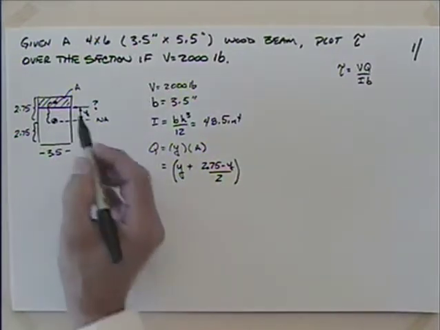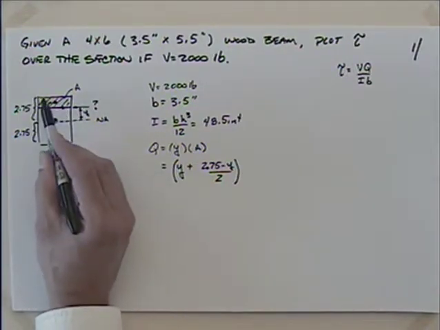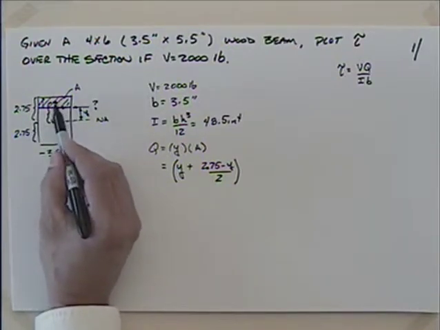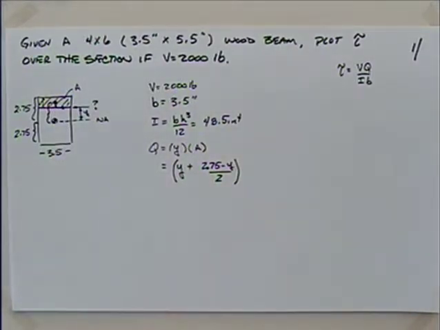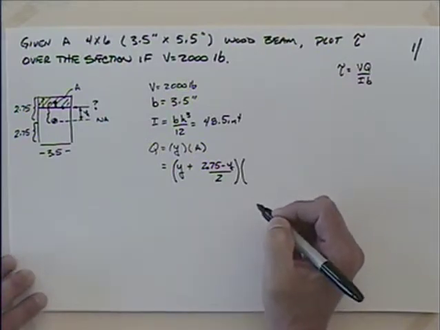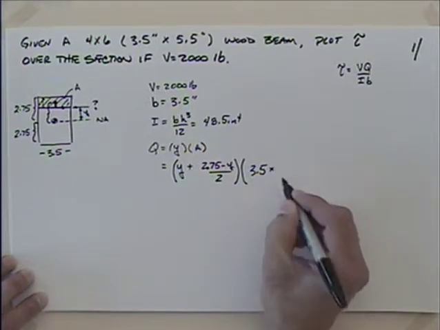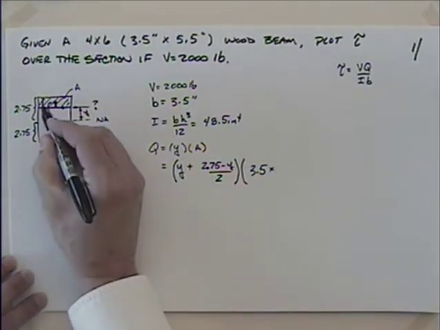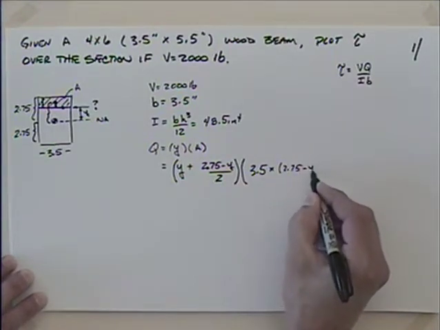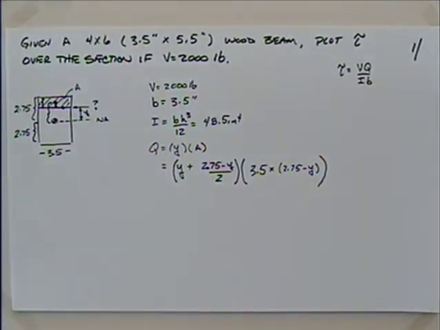So that's the distance. I have to go up this distance y. That gets me up to this point. And then I have to take half of that distance there. So I take 2.75, I subtract y, and I divide it by 2. And that gives me that little distance right there. Now the area, I will get that similarly. I'm going to have to take 3.5, and then multiply that by this distance there, which is 2.75 minus y. Okay. So I think we should be good with that.